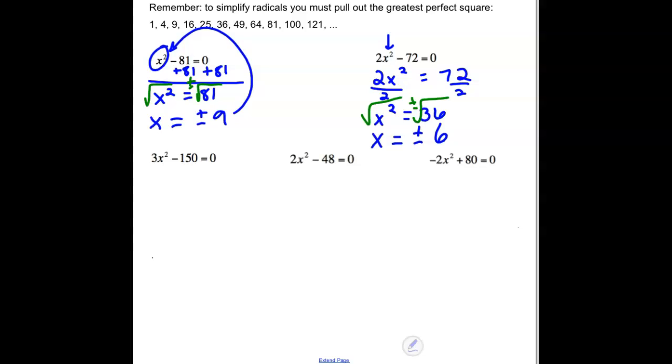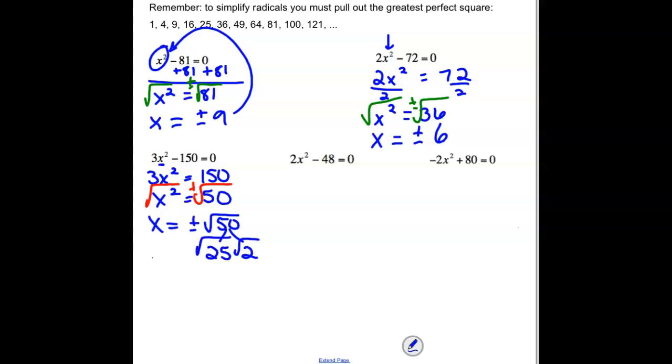All right, example 3. Isolating our x squared term. So we're going to add 150 to the other side. We're going to divide out the 3. This time we end up with x squared equaling 50. And 50 is not a perfect square, but we still are going to square root, and we're just going to have to break that down. So we end up with x being plus minus root 50. We can split 50 into its factors 25 and 2. So we end up with x equaling positive or negative 5 square root of 2.